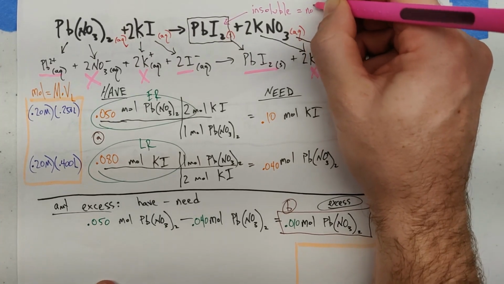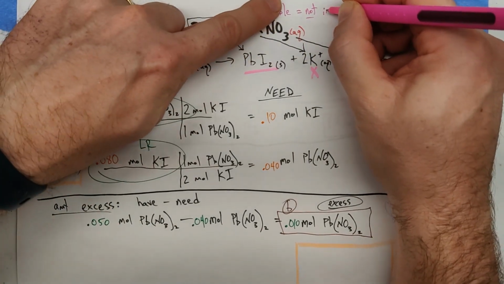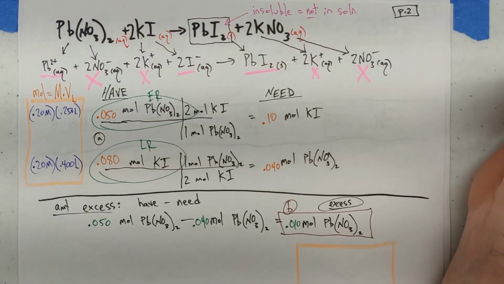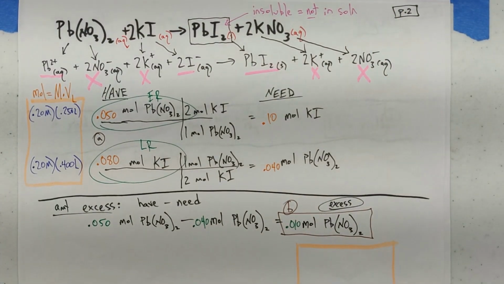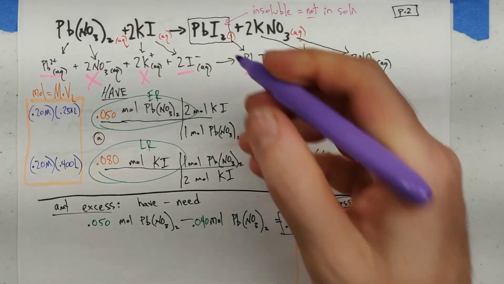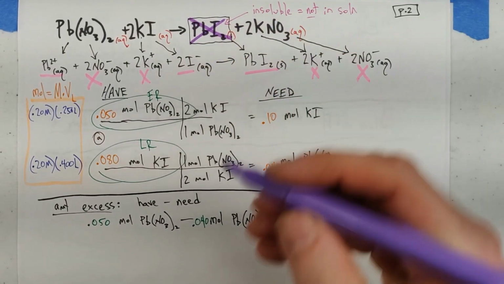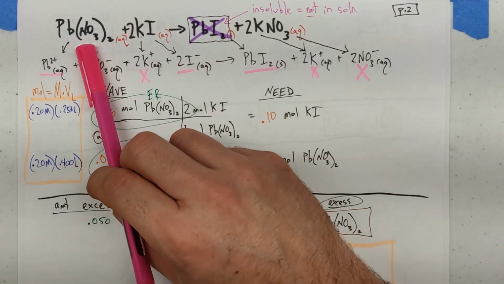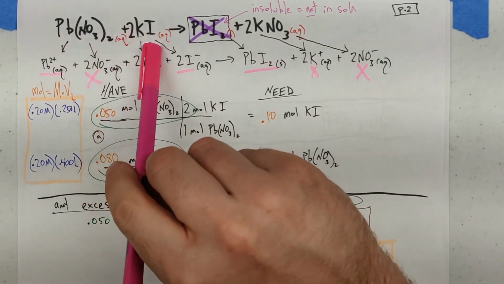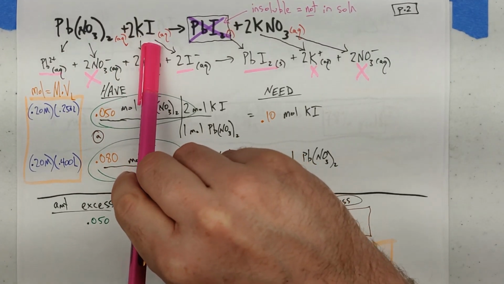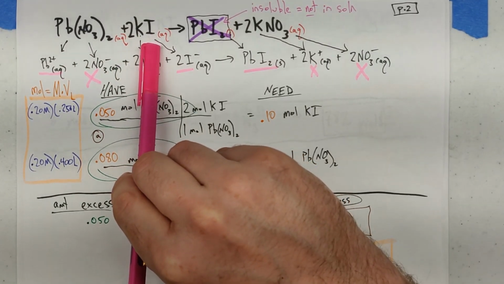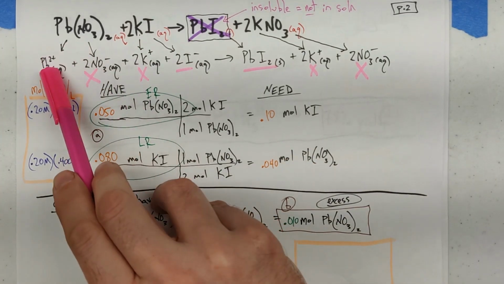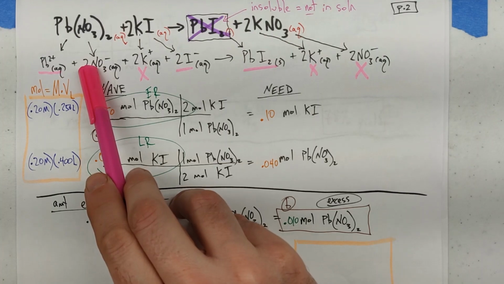Therefore, it is not in the solution. It has precipitated out. So in terms of things that I'm not looking for in our final solution, I'm not looking for lead iodide. Now, under stoichiometrically equal conditions, this and this would both be used up. But in this particular case, I had an excess reactant. It was the lead nitrate. So I have lead ions and nitrate ions in my final solution.